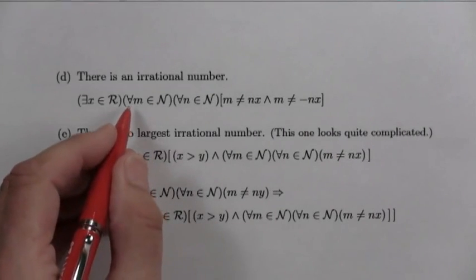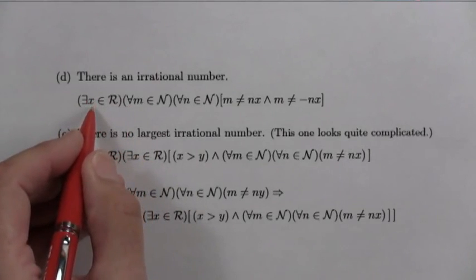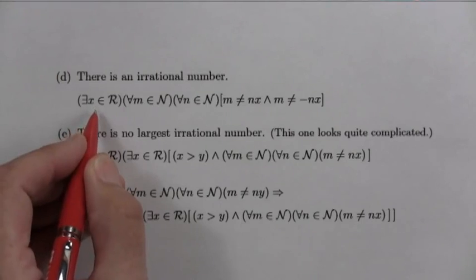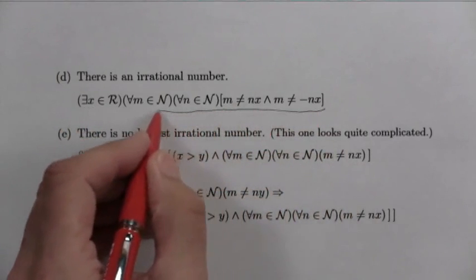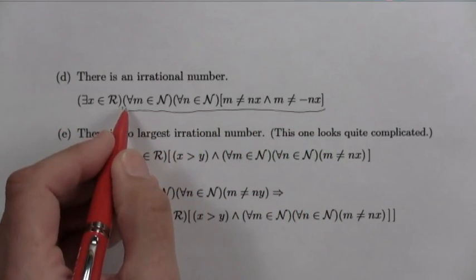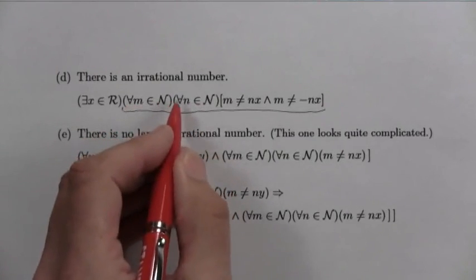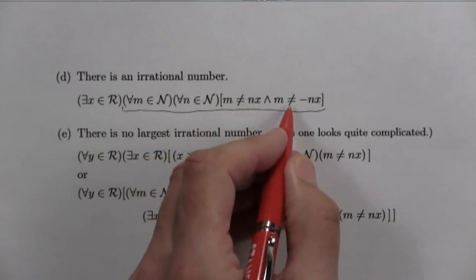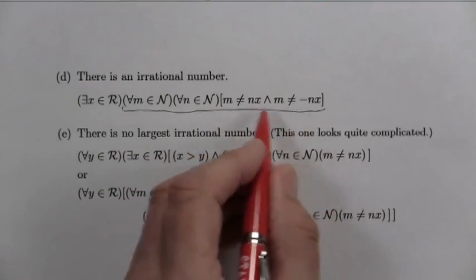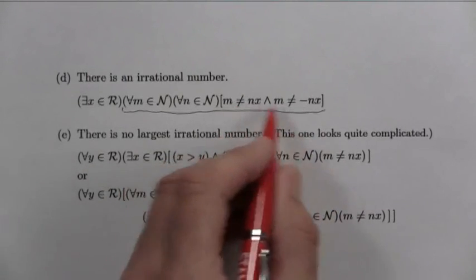Well, part D is just sort of like a negation of part C, if you like. Okay, and here's how I wrote it. There is an irrational number. So there is a number with the following property: that for all pairs of natural numbers m and n, m divided by n is not equal to x, and negative m divided by n is not equal to x. Okay, as before, I have to look at both possibilities to allow for negative numbers.